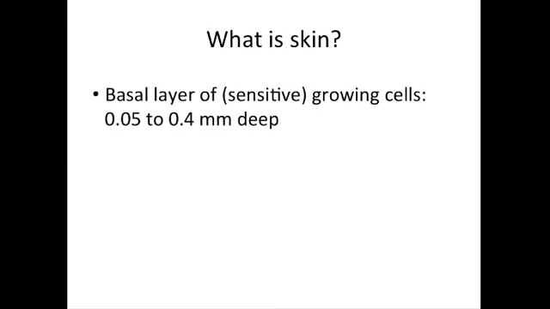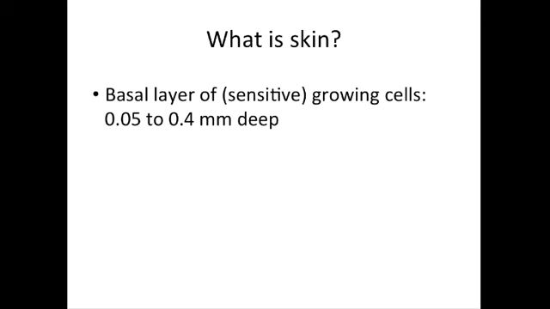So I'm going to start with the topic of superficial dose and dose to the skin of a patient. So we need to consider what is skin. We think of this as the basal layer of cells. These are growing cells, and so they are therefore sensitive to radiation. Of course, there's other things in this layer, vasculature and so on. This layer is 0.05 to 0.4 millimeters deep.